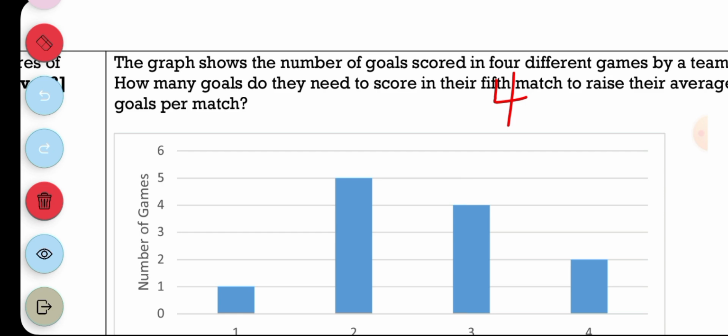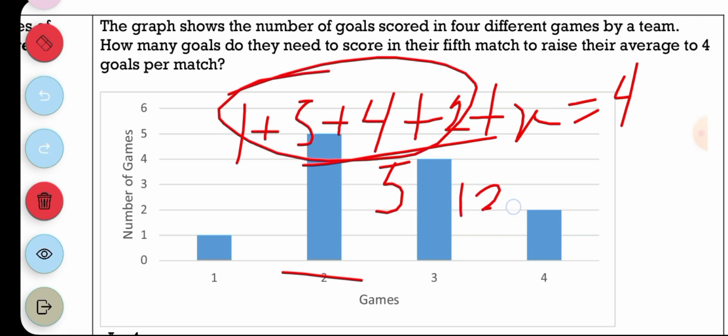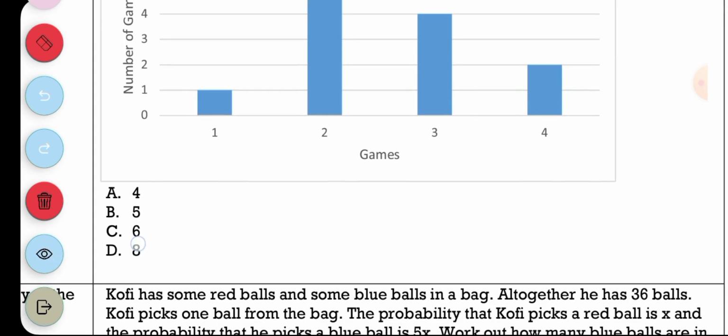So for the first match, we know they scored 1. The second match, they scored 5. The third match, they scored 4. The fourth match, they scored 2. Plus the fifth match, you don't know, x. So to work this out, you add everything for this. You're going to get 12 plus x over 5 equals 4. So when you work everything out very well, you're going to have 12 plus x is equal to 20. Make x the subject, you are going to get 8. So the answer to this question is D.